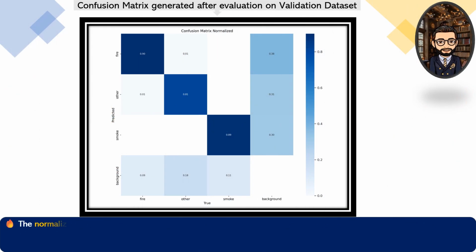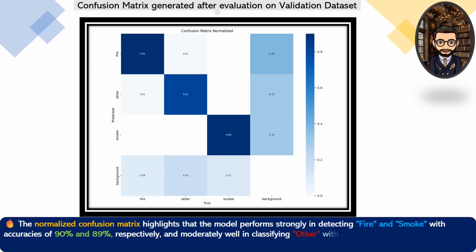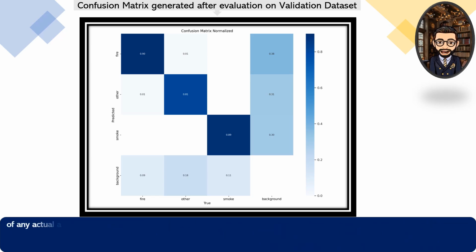The normalized confusion matrix highlights that the model performs strongly in detecting fire and smoke, with accuracies of 90% and 89%, respectively, and moderately well in classifying other, with 81% accuracy. The background class serves as a reference for cases where the model predicts a class, e.g. fire or smoke, in the absence of any actual annotation for those classes.